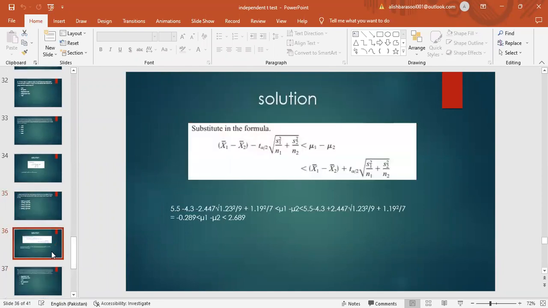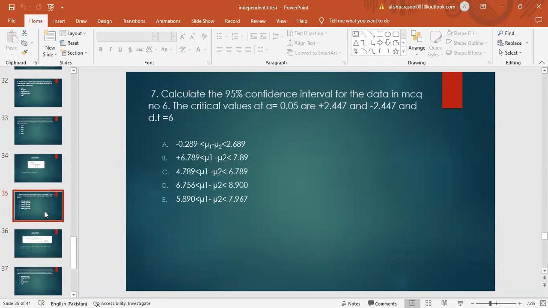So here's the solution. By substituting these values in the formula of the confidence interval, we get minus 0.289 less than mu1 minus mu2 less than 2.689. So option A will be the correct answer.